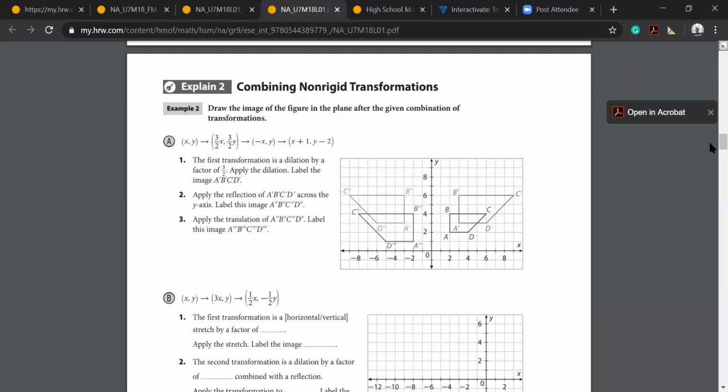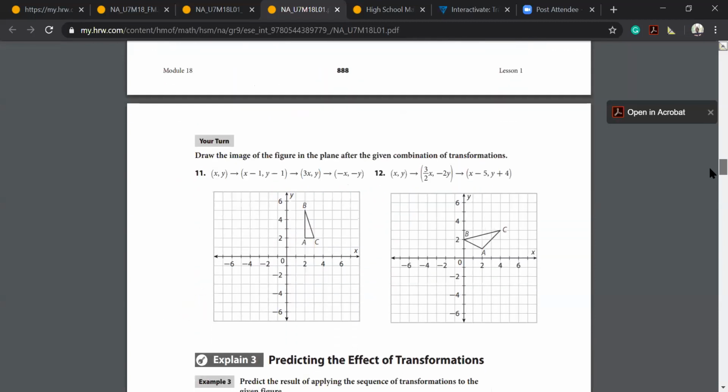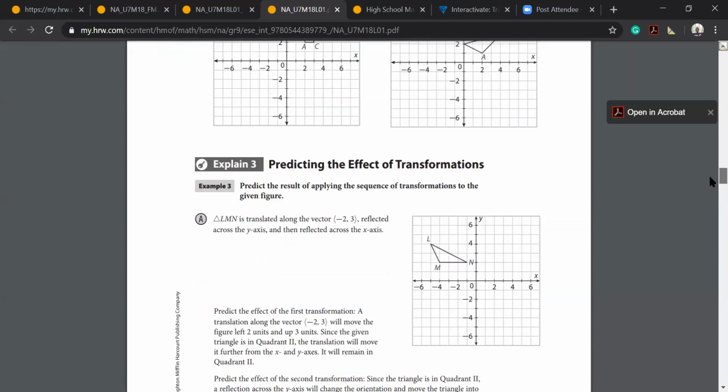You are required to do question B by yourself, and then questions 11 and 12. For explain 3, it's cancelled.